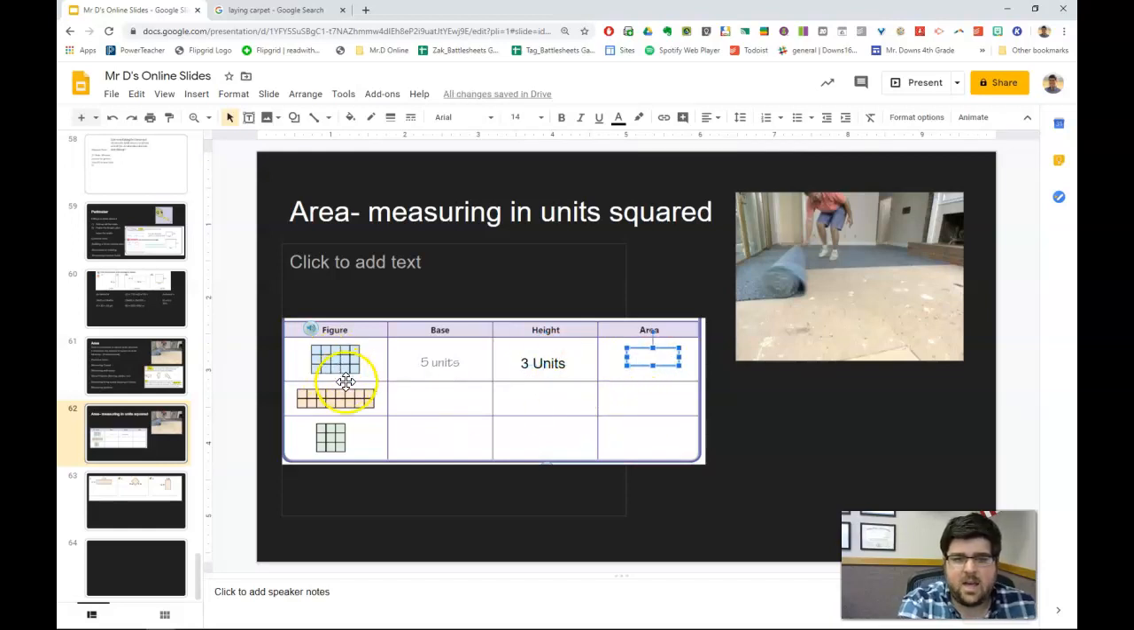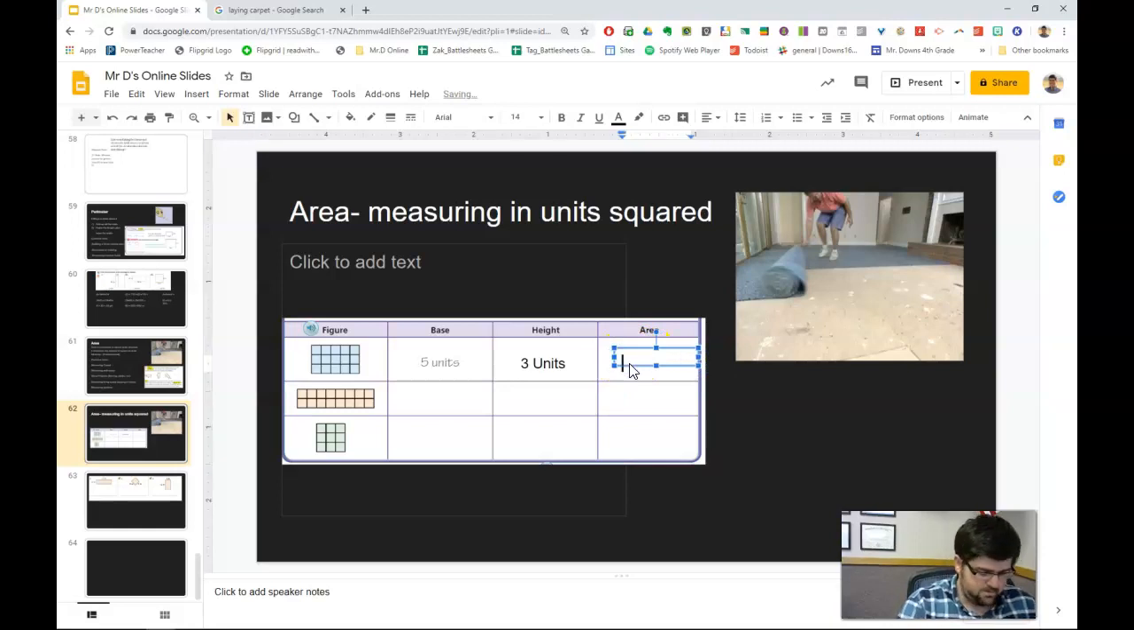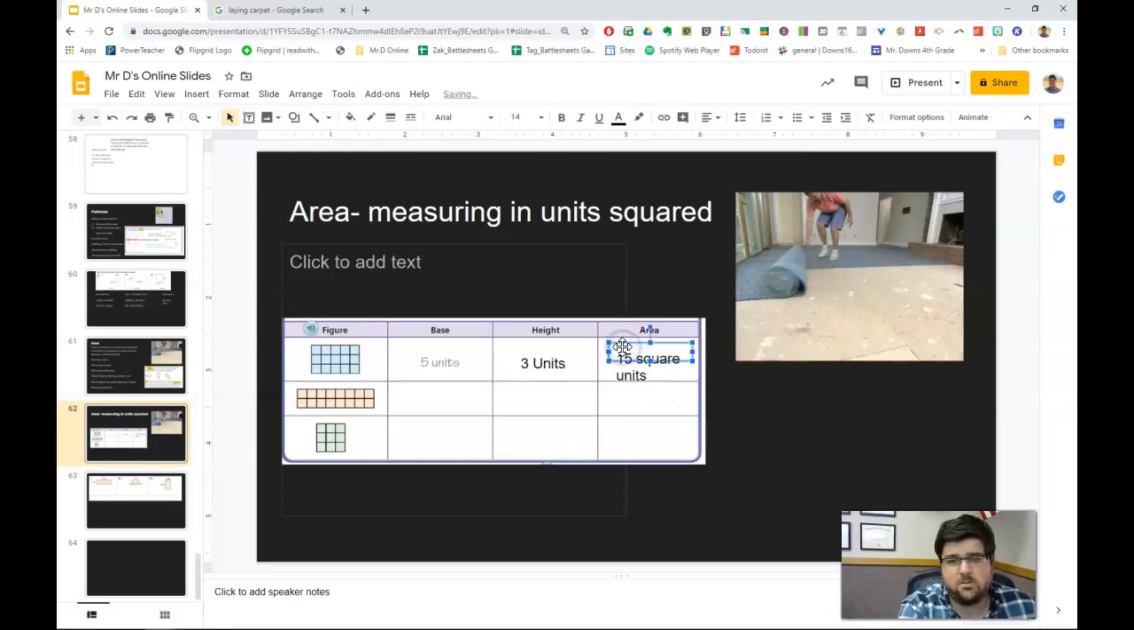So that means the area here, let's count up how many total units there are. There's 1, 2, 3, 4, 5, 6, 7, 8, 9, 10, 11, 12, 13, 14, 15. So that picture has 15 total units. So the area of that would be 15 square units. And we can call it 15 units squared. We can do 15 square units. Either one works. I'm just going to do square units for this one, and then we'll do the units squared on the next slide.